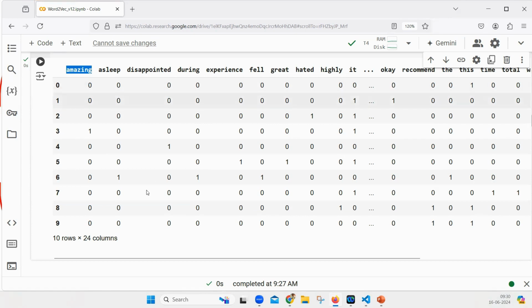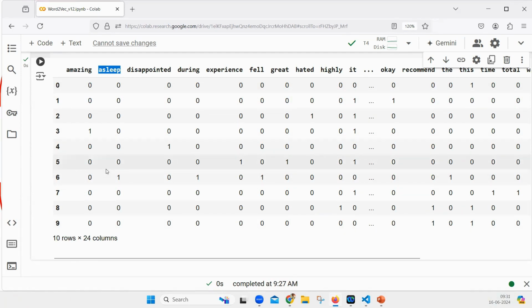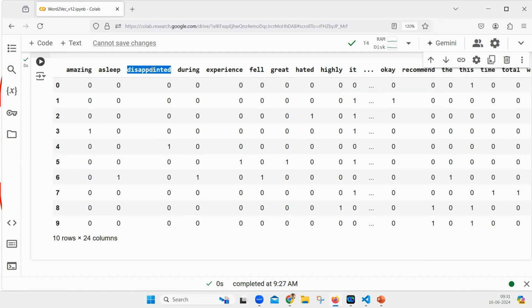One word appearing in every review is very difficult, isn't it? Let's say there's a word called asleep. Do you think asleep will appear in every review or very few reviews? Maybe every, but the spelling might be different. So out of 15,000 reviews, hardly 10 or 15 people would have written it. Or maybe out of 15,000 reviews, maybe 5 or 10 people would have written disappointed. The others would have written something else.